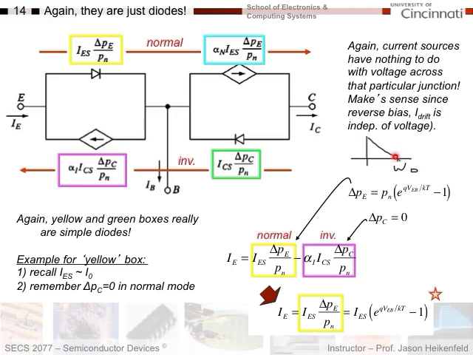Well, if delta PC is 0, then this whole term goes away. If this is 0, this term goes away. I can get rid of this. I can get rid of this. So all I'm left with is this term, because delta PE is not 0. It's higher at this end. And so let's just make sure this is a diode. Well, in normal mode, I could substitute this in. I put delta PE in, I make the substitution, and of course, it turns out to be just a diode at the end.